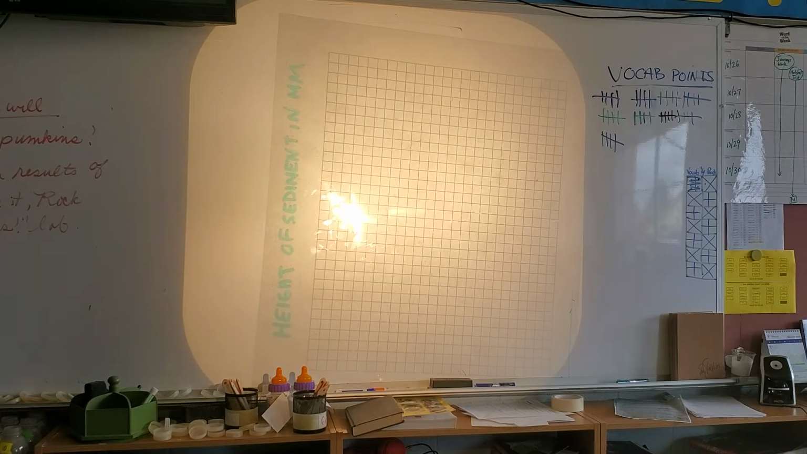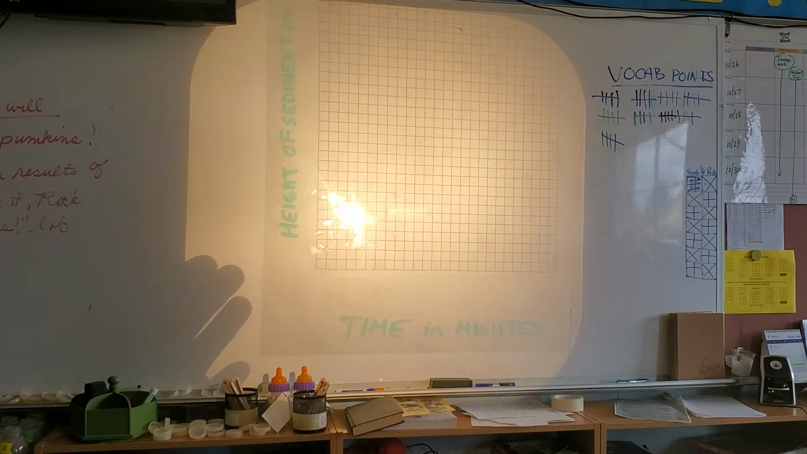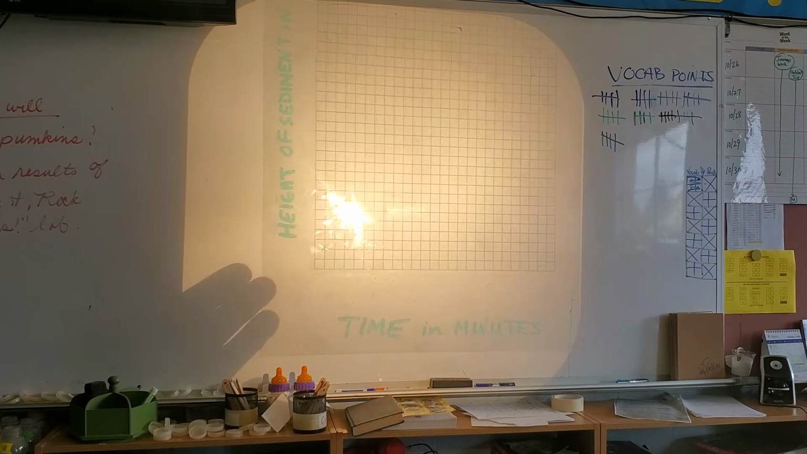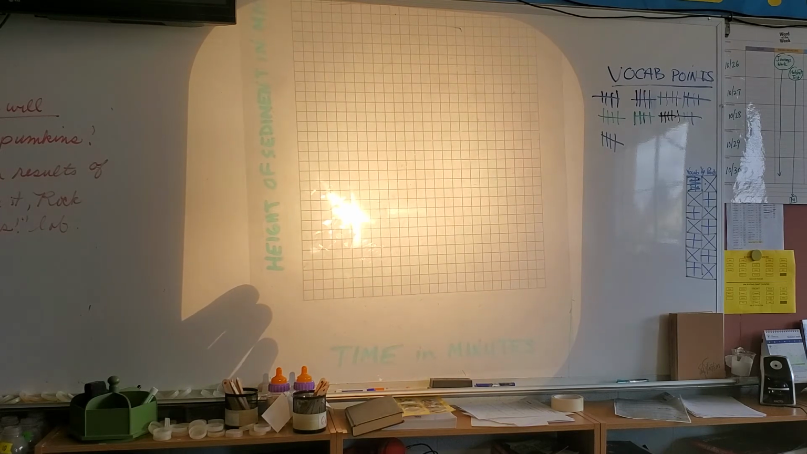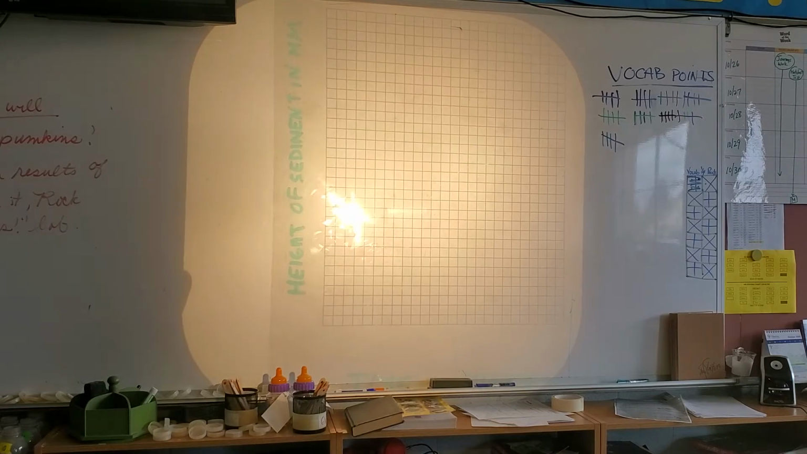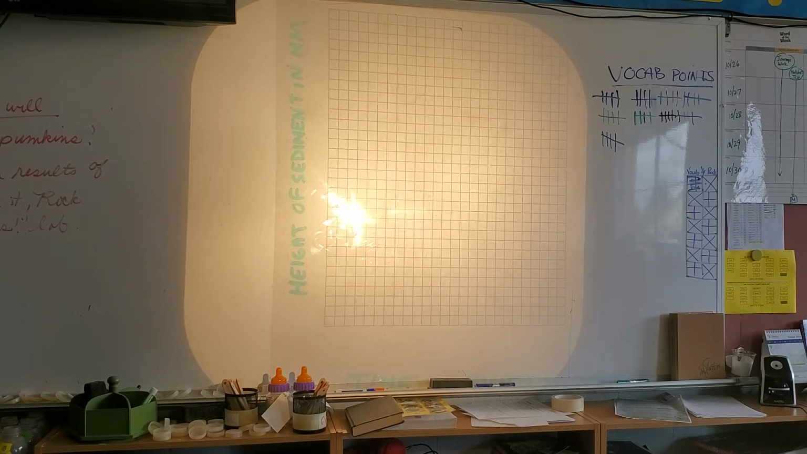What about on the bottom? The bottom, time in minutes. Seconds. You always have to have your measurement on your graph, like minutes or millimeters, or it would be wrong. Because we don't know if it's time in hours, time in decades, time in centuries, we don't know. And when you're talking about geology, it could be decades, millions of years, right?